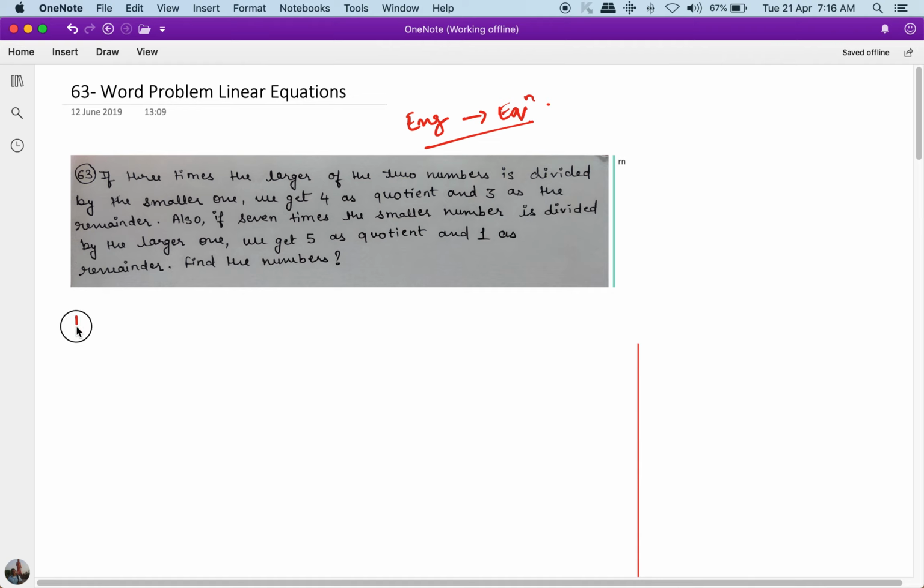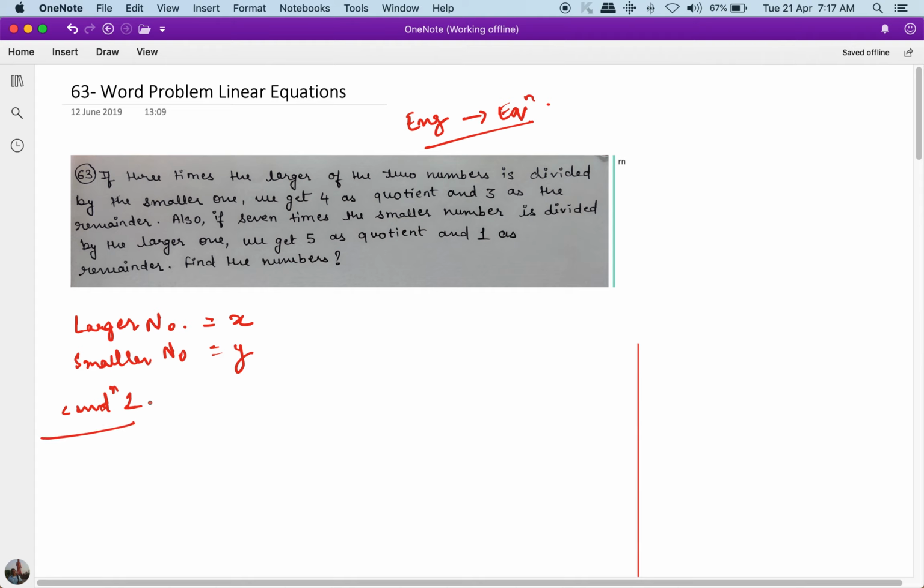Now, let's say there is a larger number. The question says 3 times the larger of the two numbers is divided by the smaller number. We get 4 as the quotient and 3 as the remainder. So let's say the larger number is x and the smaller number is y.